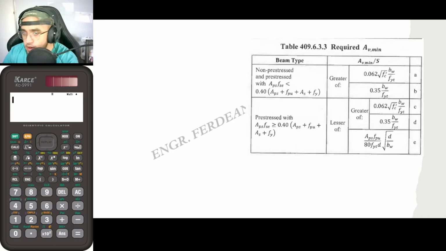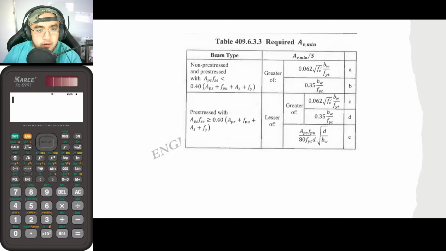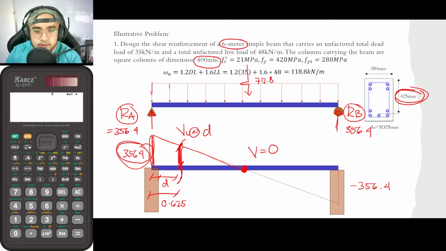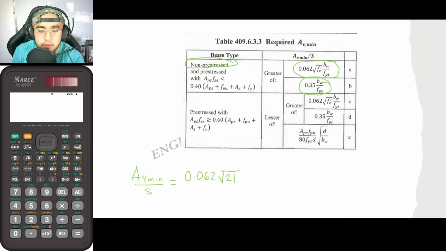So here. Okay? So AV min over S, according to this table, for non-prestressed beams, it is the greater of the two. Okay? So AV min over S is equal to 0.062 times square root of f'c, and our f'c is 21. Let me check if it's really 21. So yes, 21 times bw of 350 divided by 280.